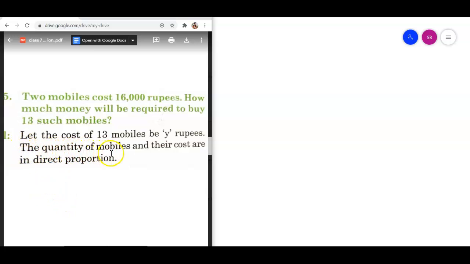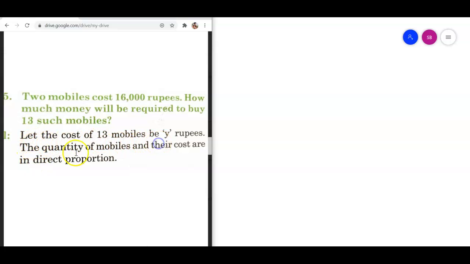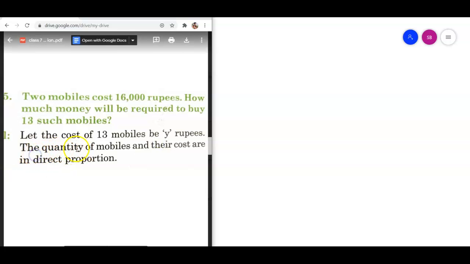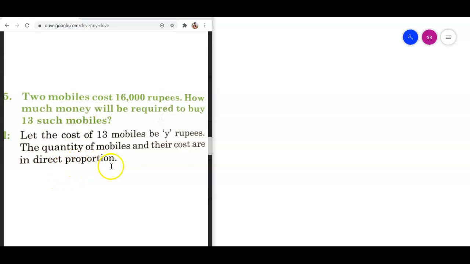The quantity of mobiles and their cost are in direct proportion. So the first sentence will be, let the cost of 13 mobiles be y rupees, and the second sentence will be, the quantity of mobiles and their cost are in direct proportion. Right? The quantity of mobiles and their cost. More the quantity, more the cost, less the quantity, less the cost, and therefore this is going to be in direct proportion.